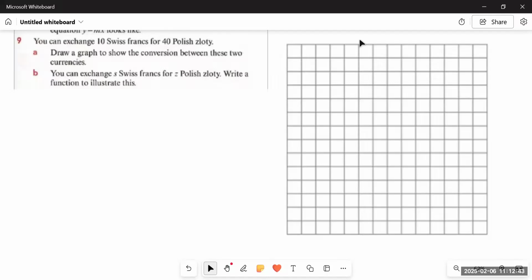Cambridge Lower Secondary, Book 7, and today we are going to do a few more questions of exercise 11.2, in which we are going to learn how to draw coordinates on a graph using this graph paper. So let's start with question number 9, in which it says you can exchange 10 Swiss francs for 40 Polish zloty. So what basically is happening over here, for every 10 Swiss francs, 40 Polish zloty could be exchanged.